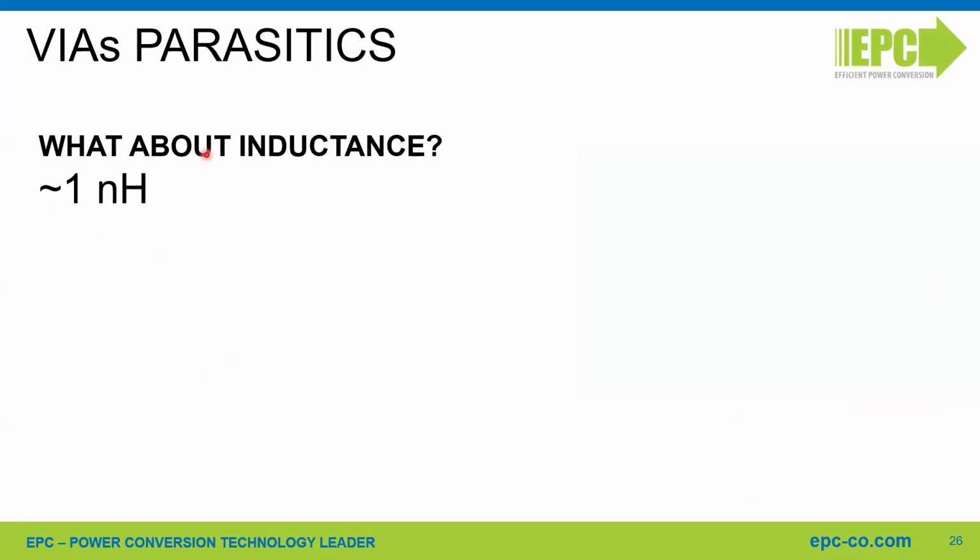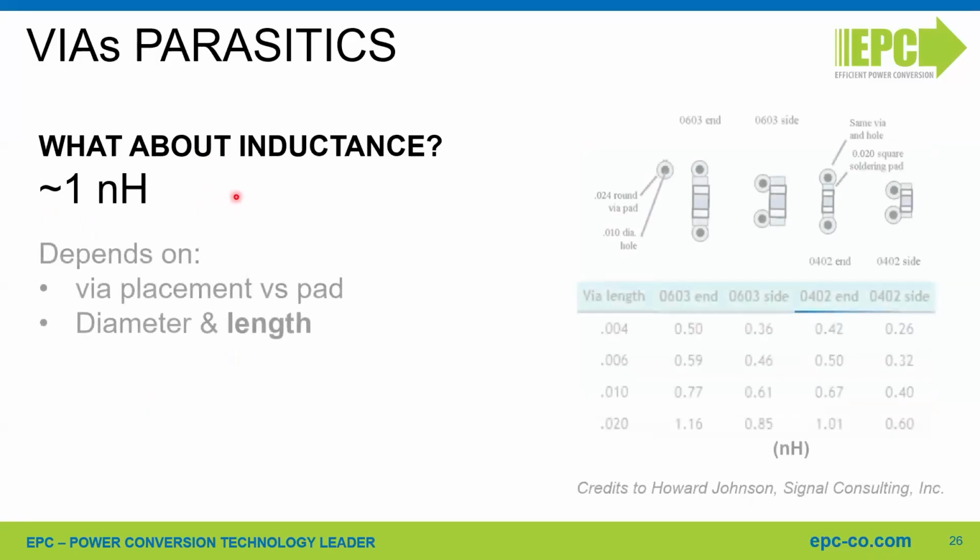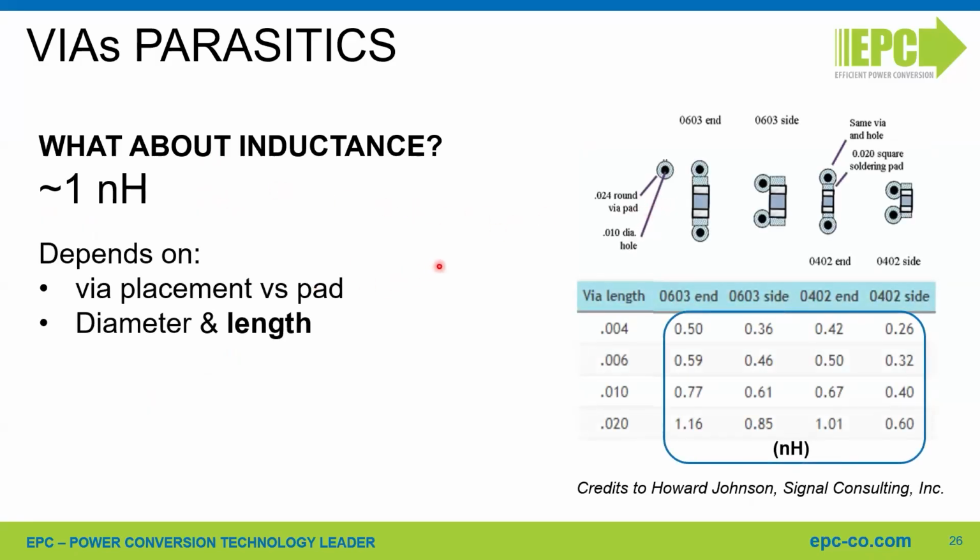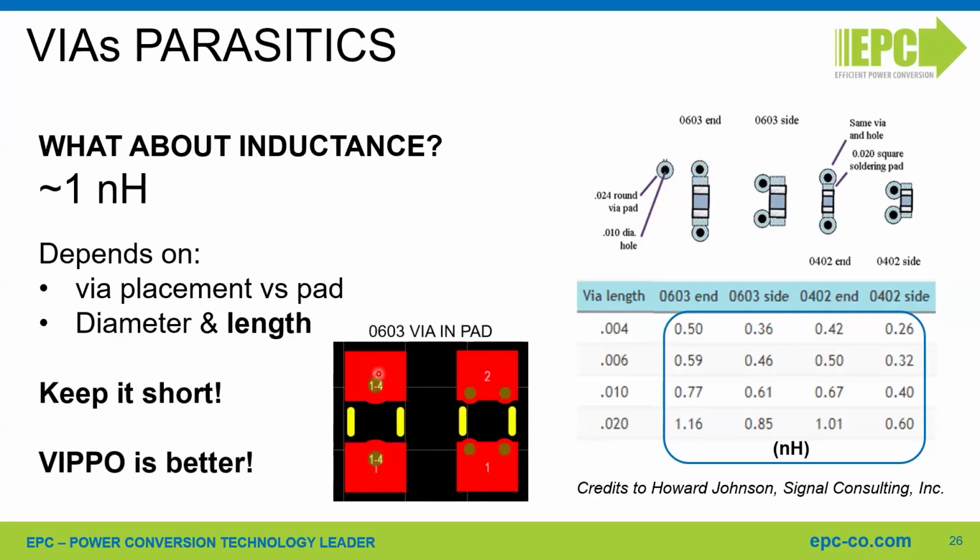Regarding inductance, it's hard to define the inductance of a single via. It depends on the configuration of the nearby vias of the return currents. But we can think about around 1 nanohenry inductance. It depends on the placement of the via with regards to the pad of the component, and on the diameter and the length of the via. So keep vias short. And if you can use vias in pad, this is a way to reduce the inductance of the connection to the inner layers of the PCB, and even 2 vias is better.